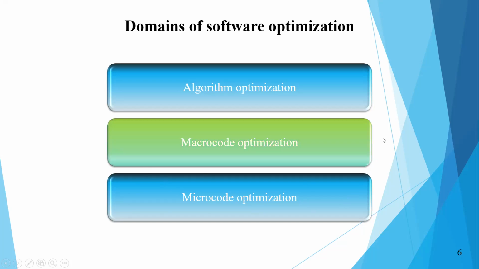Our task is related only to macrocode optimization, which means that we don't change algorithm itself or make some CPU improvements. We just change our code and try to find a better solution.